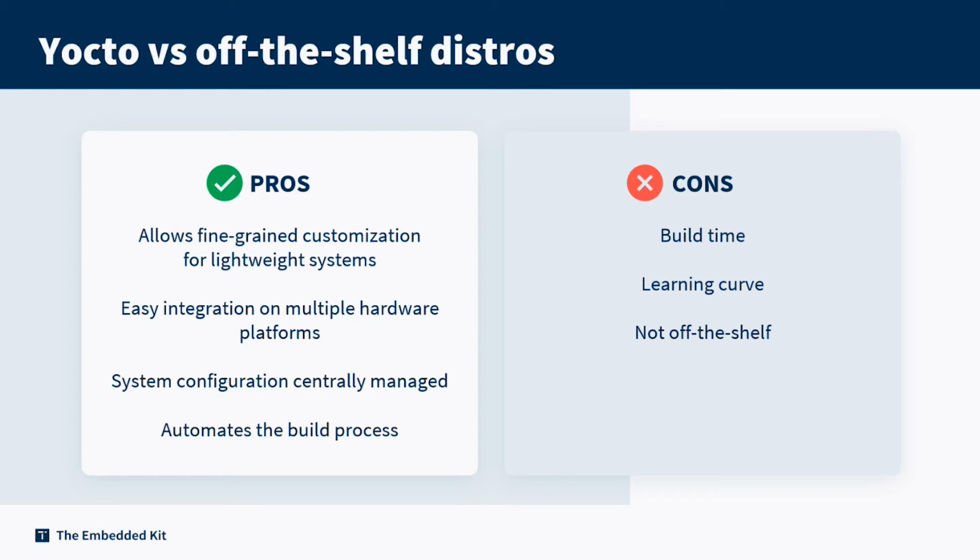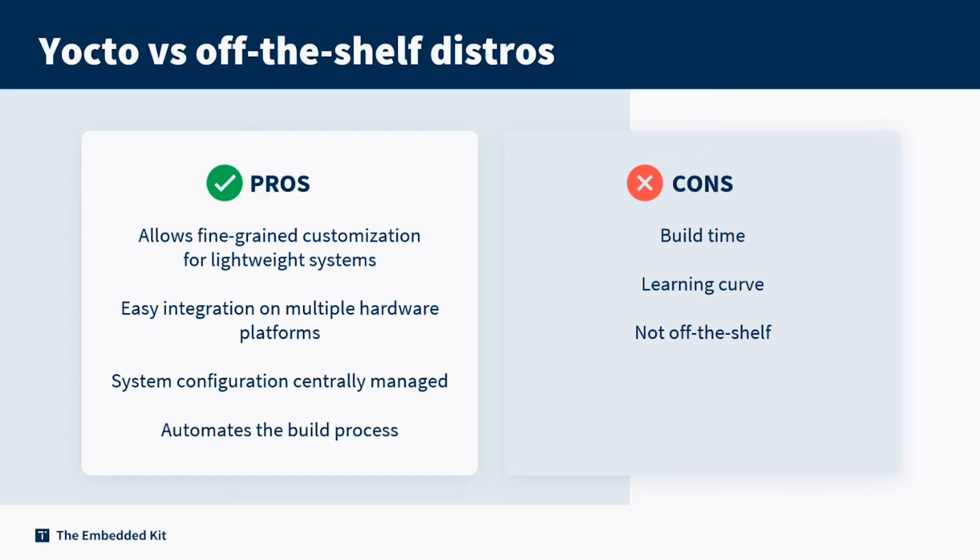Another benefit is that you're easily able to integrate onto multiple hardware platforms. Say, coming back to the ST, you have an ST platform, and later on in your company's life cycle, you decide, hey, why don't we give Xilinx a try? Why don't we try IMX8?